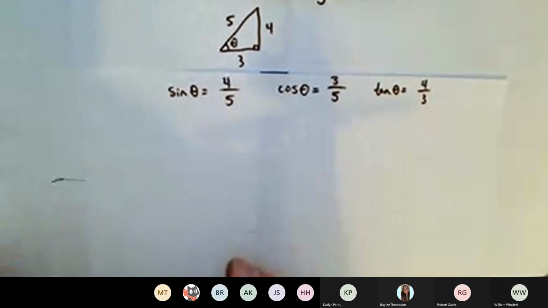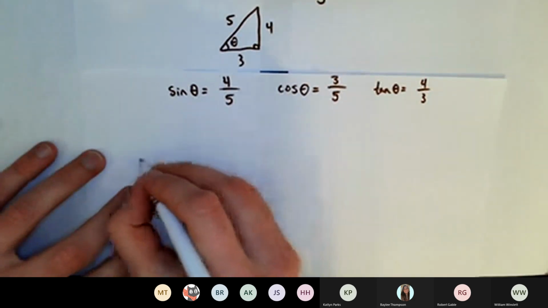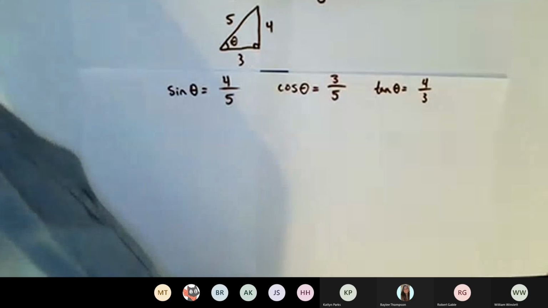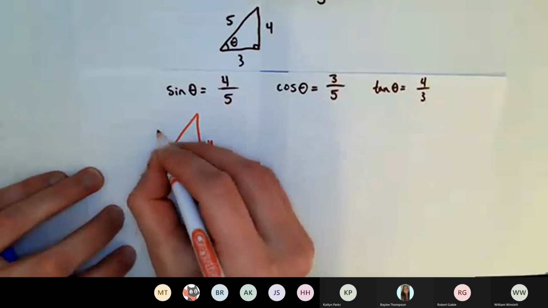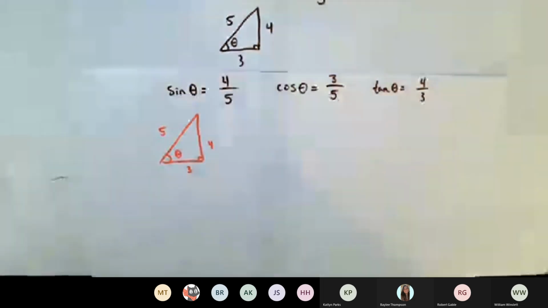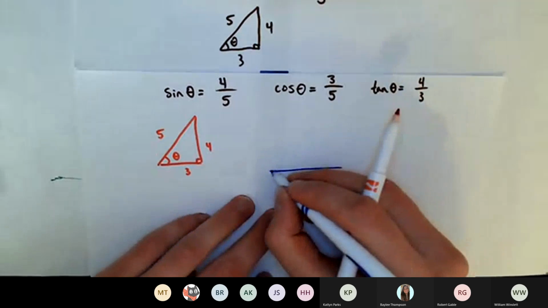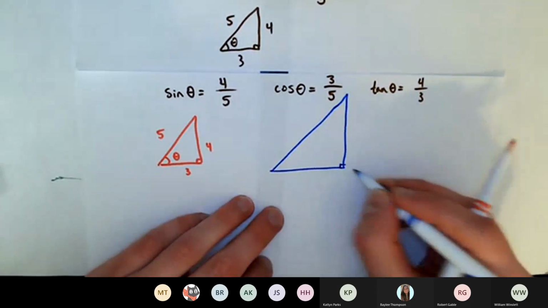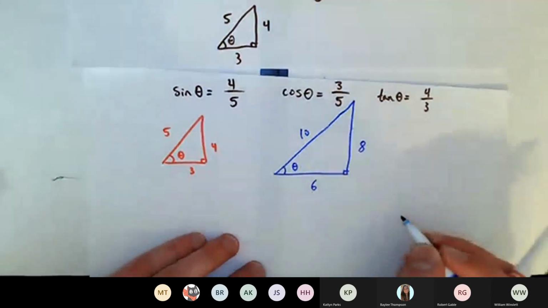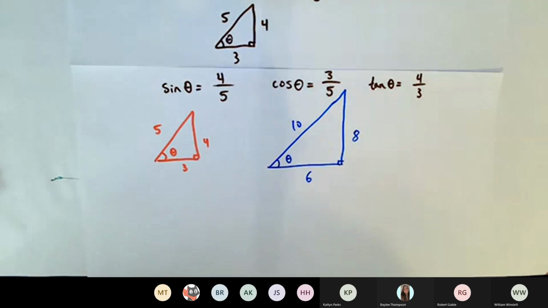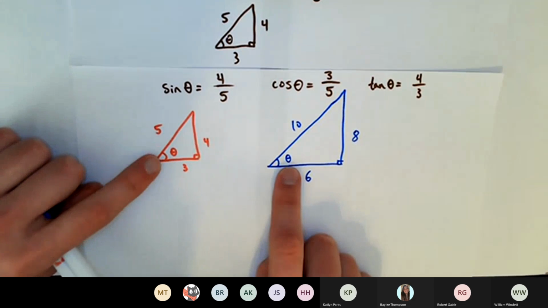One more thing, let's consider this situation. Let's say I have a 3, 4, 5 and then another triangle that is just a scaled up version of it, a 6, 8, 10. So you see, there's lots of ways we could describe these triangles, but they're similar. They're similar triangles because their sides are proportional. We also know that in similar triangles, their angles are equivalent.